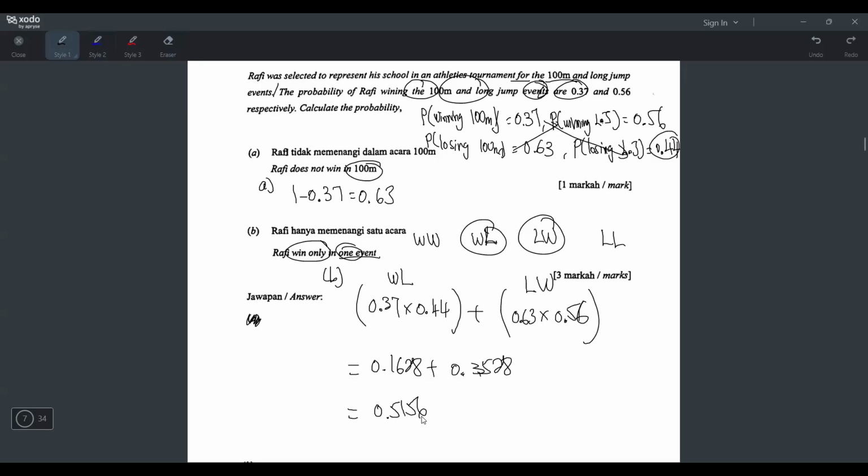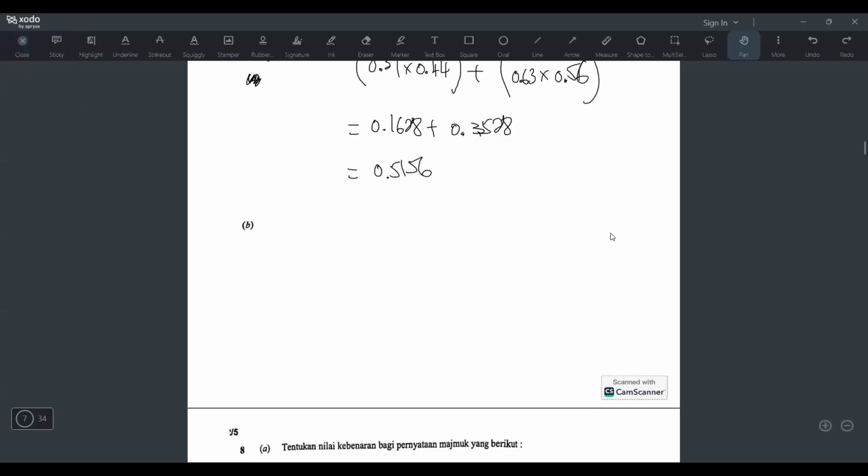In fraction would be 1289 over 500. Okay, can also. But since this question gives in decimal, that's why I just follow. I also write in decimal, because the question also gives in decimal, right? Okay, so that's how you get full marks.